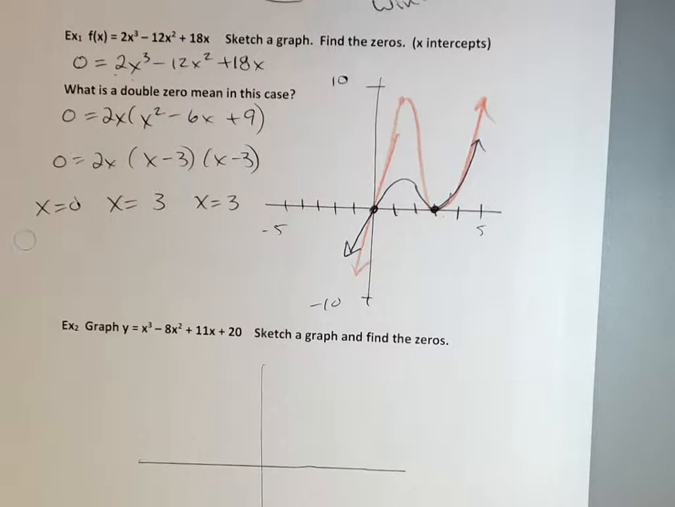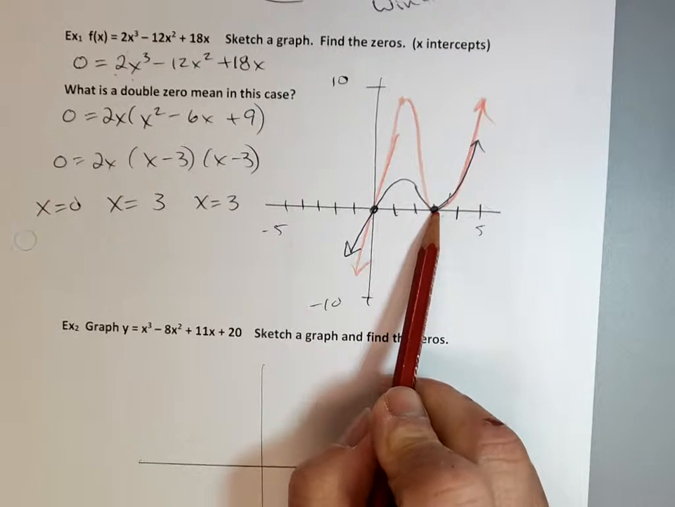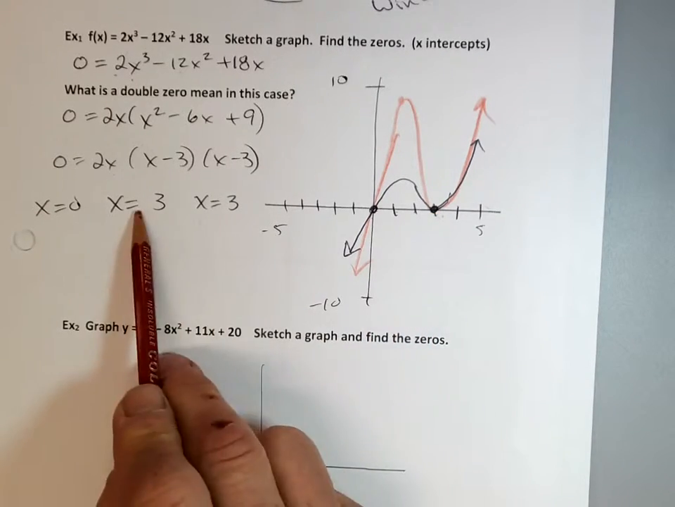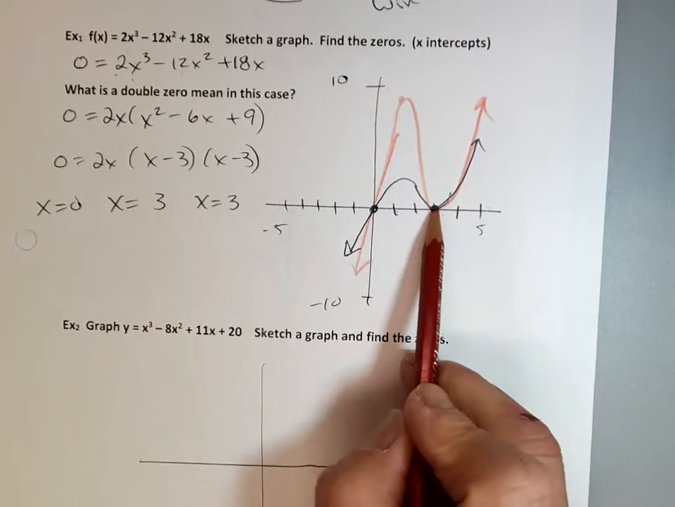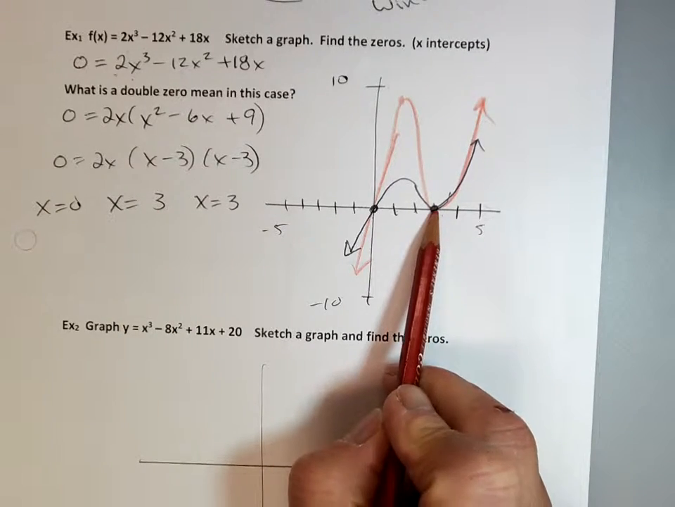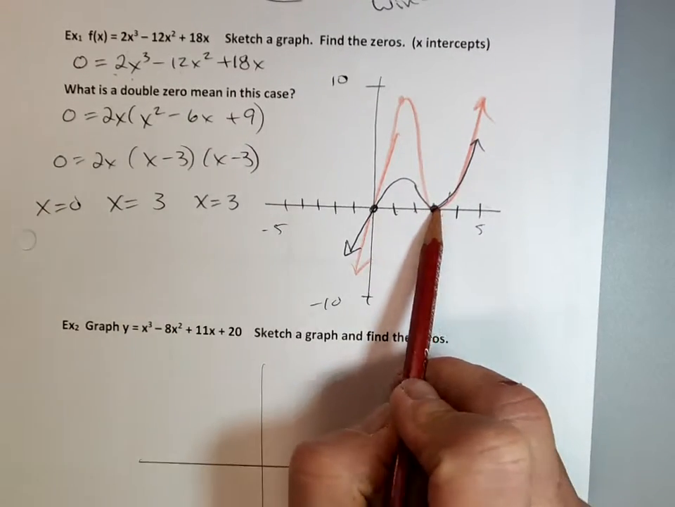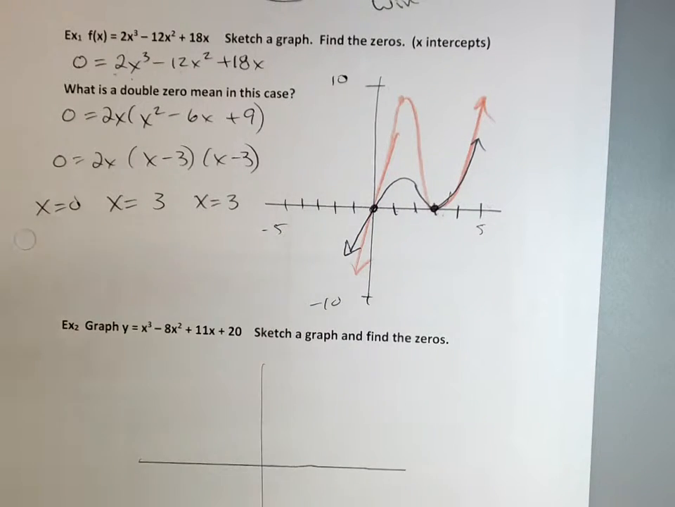All right, thumbs up. Now, what happens here is called a double root or a double zero because it happens twice, right? So it goes through 3 twice, and that's why it goes through it and back up again. Thumbs up. Questions?